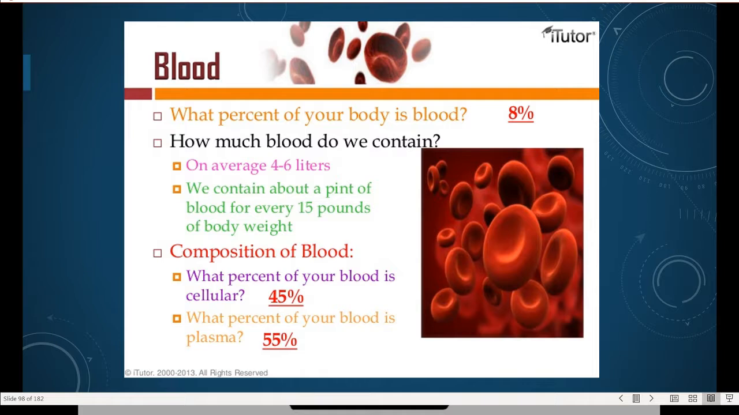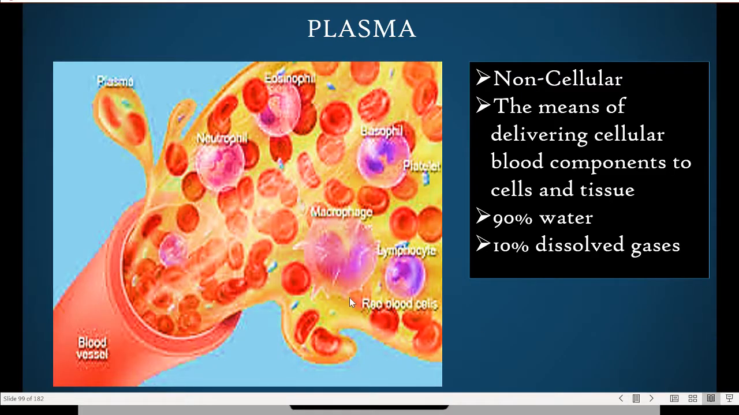And we talked about the differences there. Being low on plasma usually references dehydration. That's the transport mechanism for the cellular piece throughout the circulatory system. Then here's a diagram of the plasma. And we break the plasma down to 90% water and 10% dissolved gases.